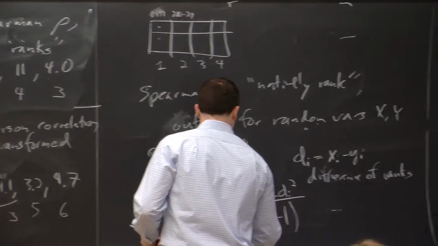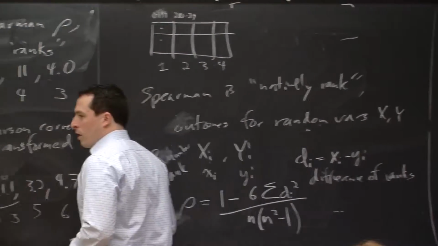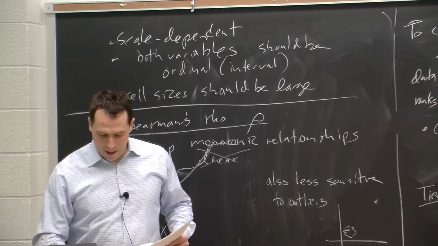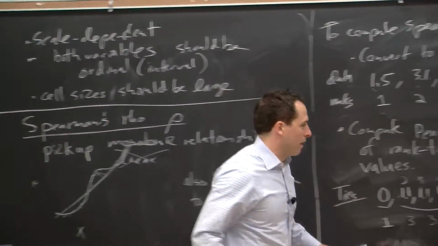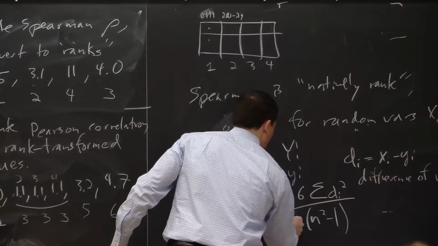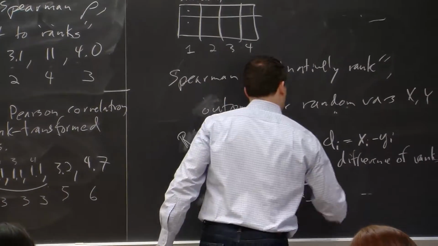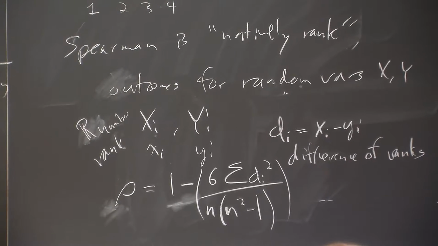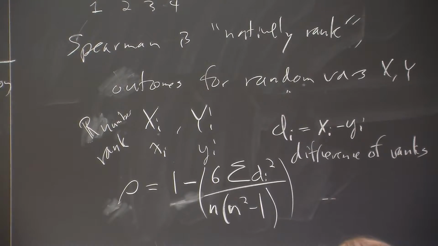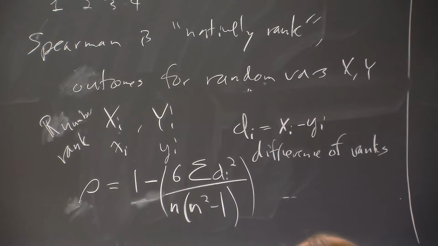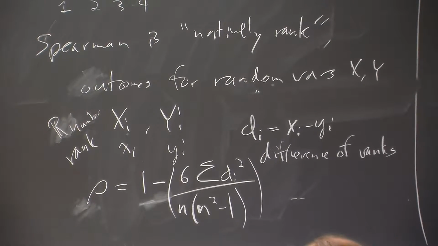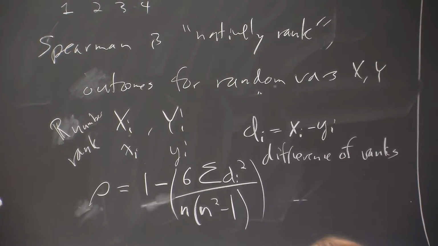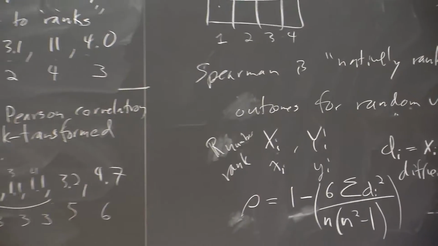So that's 1 minus 6 times the sum of di squared? Is that 6 always? Oh, I think he's wondering what that is before the sum. It is a 6. Is it always 6? Yeah, it's just algebra. If you write it out by hand for some small example, you'll see that that's what it works out to be.